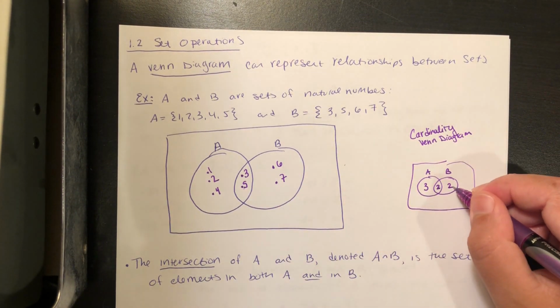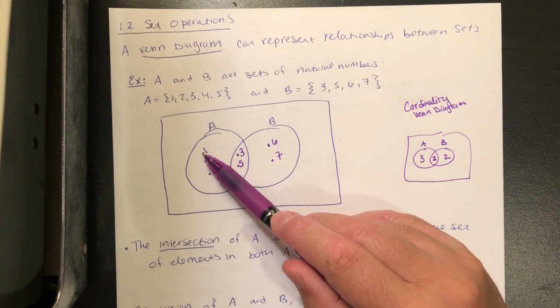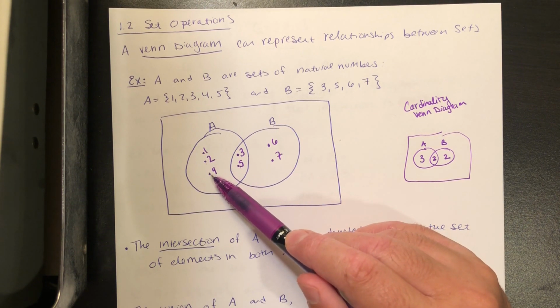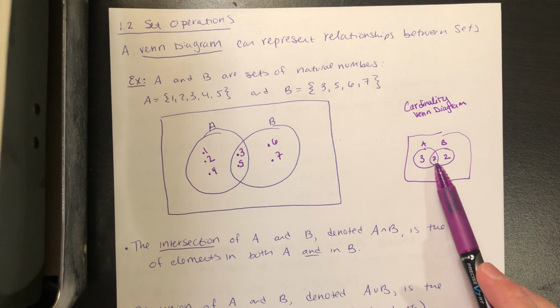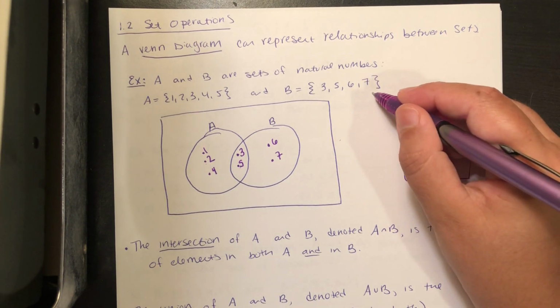There's 2 of them. Just to make sure that we're keeping things straight, I'm going to put little dots next to the elements here to represent actual elements. If I don't have dots, then that means I'm talking about cardinality. It's just something that we want to be careful about.